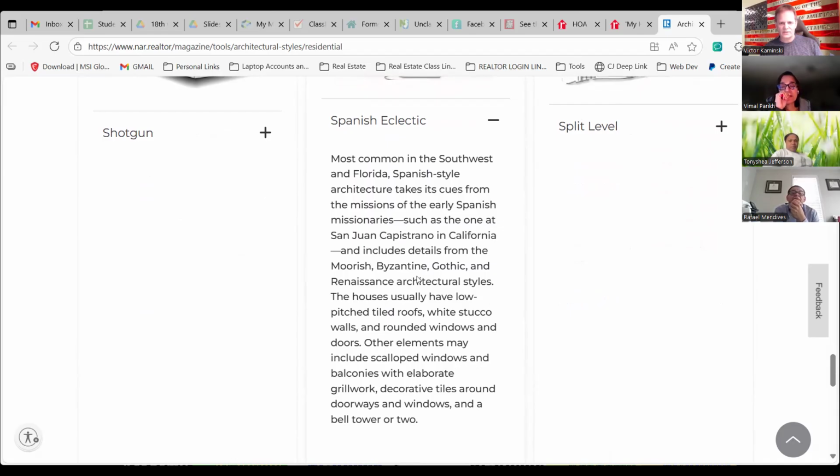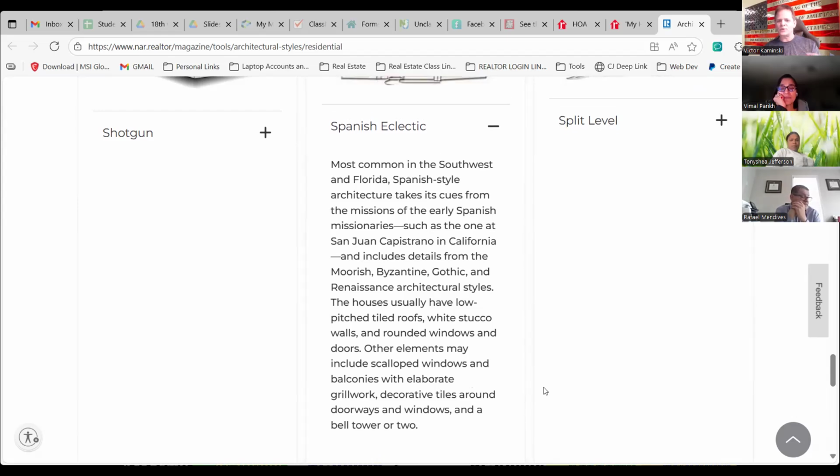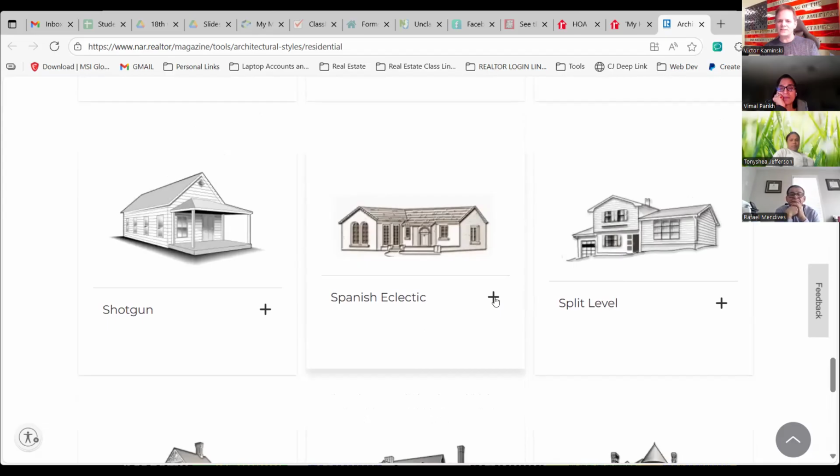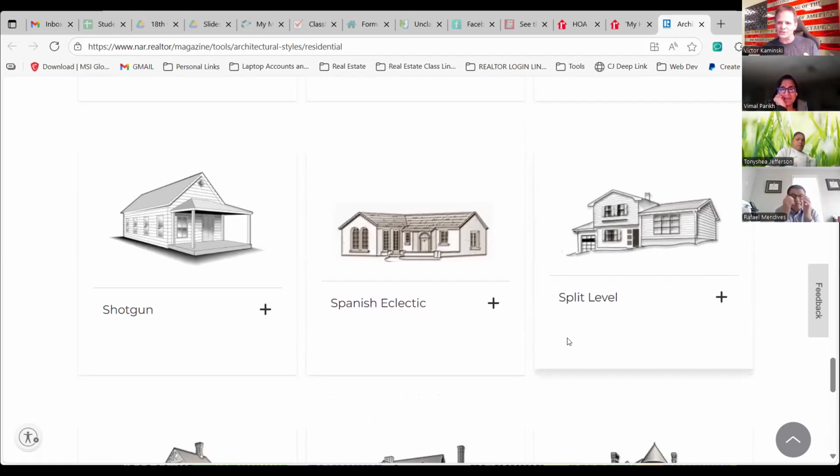Some of the styles here include details from the Moorish, Byzantine, Gothic, and Renaissance architectural styles. The houses usually have low-pitched tiled roofs, white stucco walls, and rounded windows and doors. Other elements may be sloped, and so on. It's basically another spin on a ranch-style house, but there are certain differences in its architecture or design. So even though it's one level, it's a ranch, it's just another version of a ranch. Yeah, right.